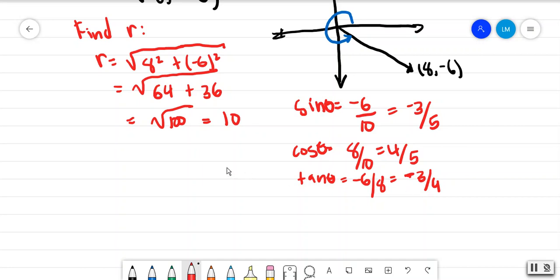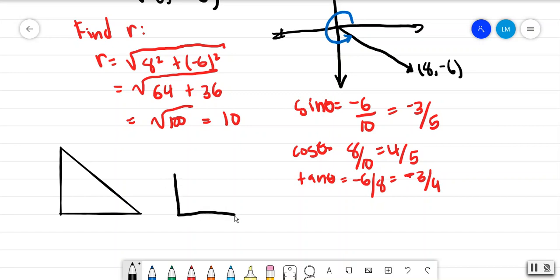Now, one thing that I like about that ordered pair is that if you were to look at a right triangle, and then another right triangle, where the angle measures are both the same, and let's say this is 6, that's 8, and that's 10. Well, in that case, this is 3, this is 4, and this is 5.